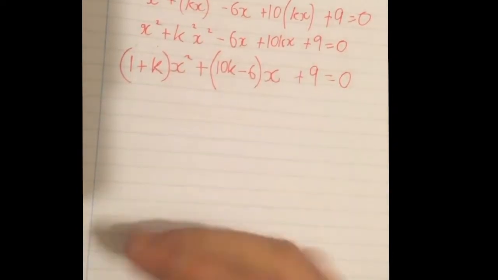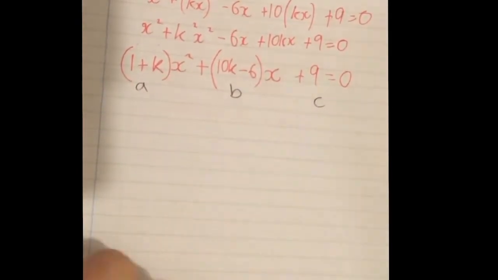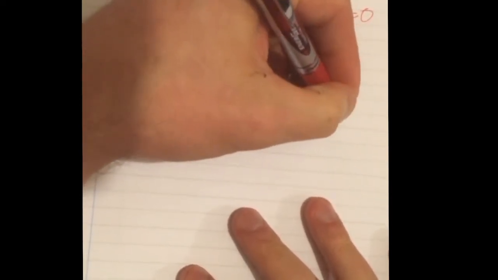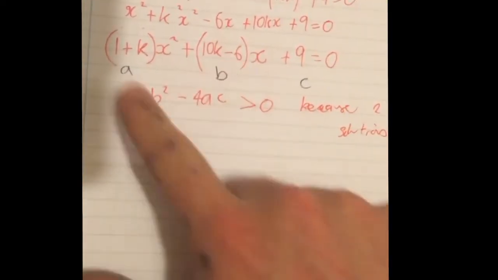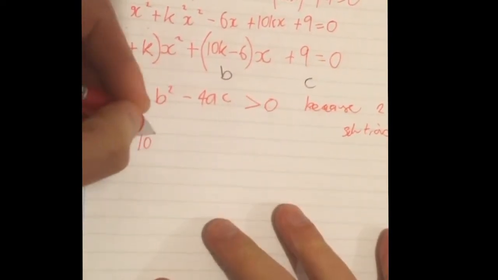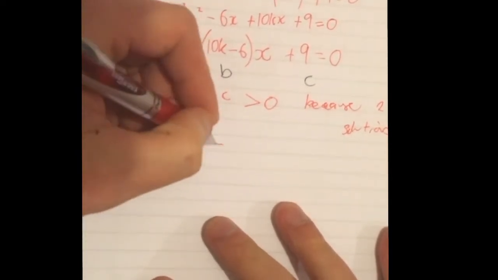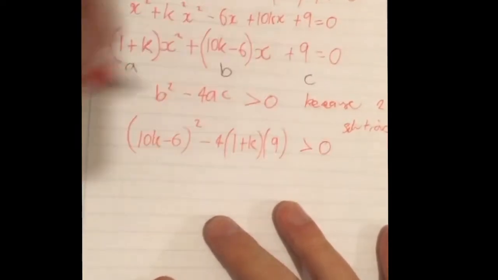Once we've identified a, b, and c, we're going to say b squared minus 4ac is greater than 0 because 2 roots slash solutions. We're going to square that, put it all together. So 10k minus 6 squared minus 4 lots of 1 plus k times 9 should be greater than 0.